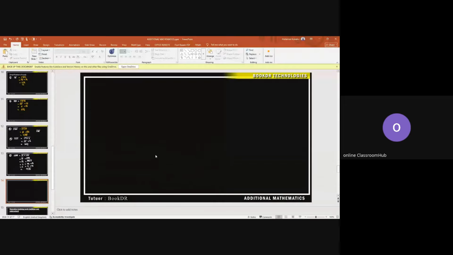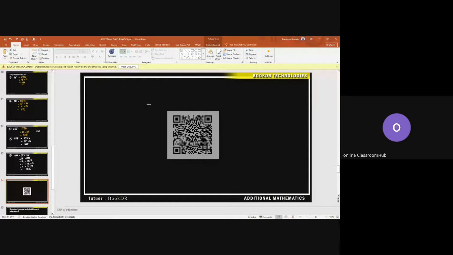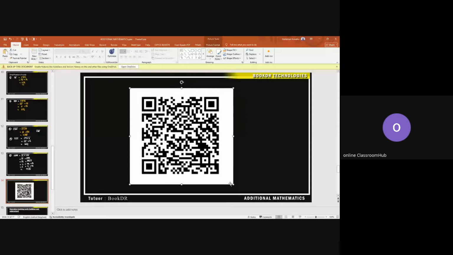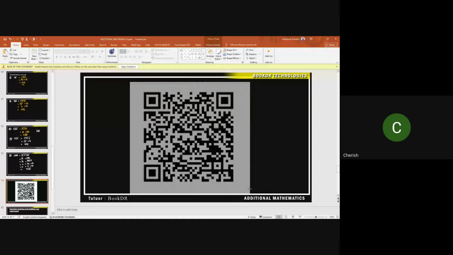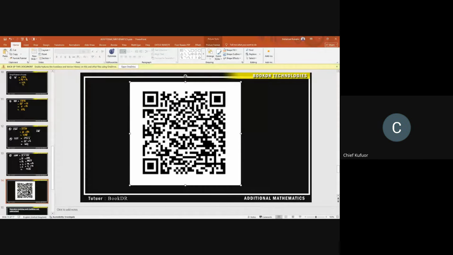Okay, so at this moment, you can scan this QR code for your attendance. Please, how are you going to scan it? Then let me just mention your names because you are going to find it difficult, as most of you are using your phone.